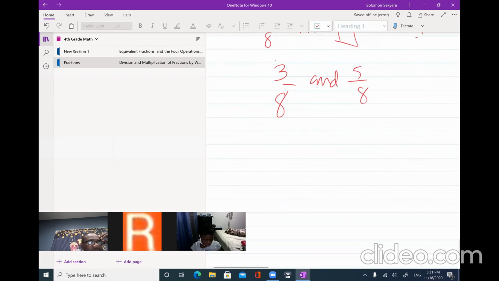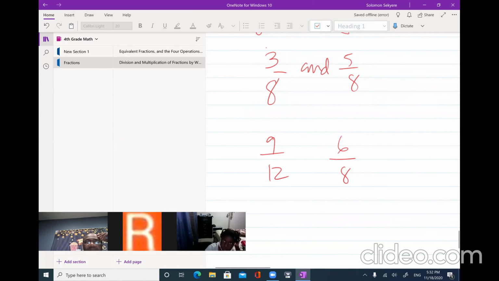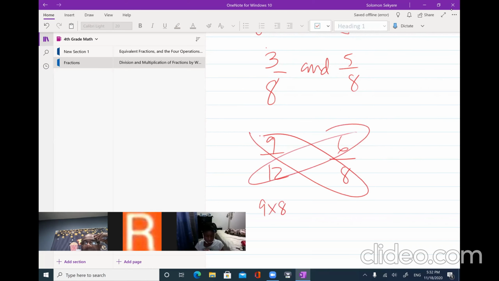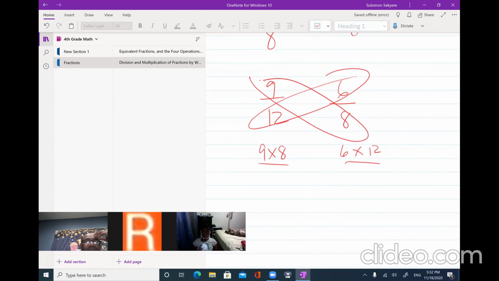Okay, how can you compare fractions? If I have 9 over 12 and 6/8, how can I compare? I'm going to multiply this, which is 9 times 8, and then after that I'll also multiply this times 12. Then I'll compare this number and that number. That will tell me which is bigger. And they're the same. So 72.